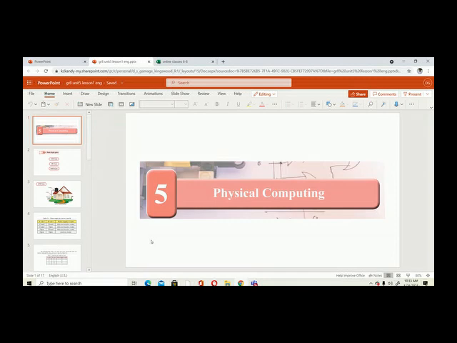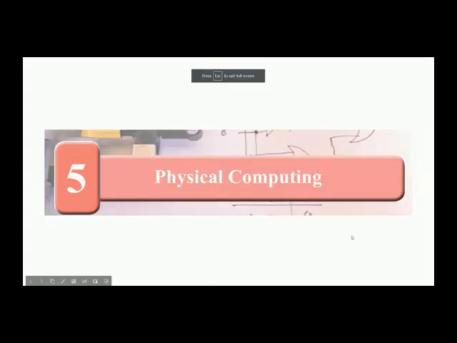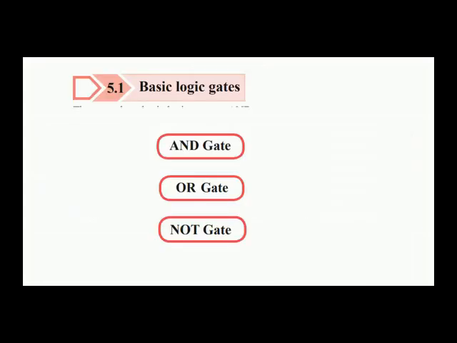Before that, first we have to learn the logic circuits in the programs. In physical computing, there are three basic logic gates: the AND gate, OR gate, and NOT gate. Right now we will describe them one by one.